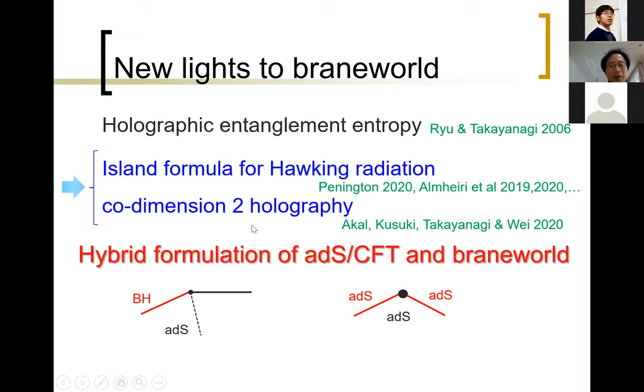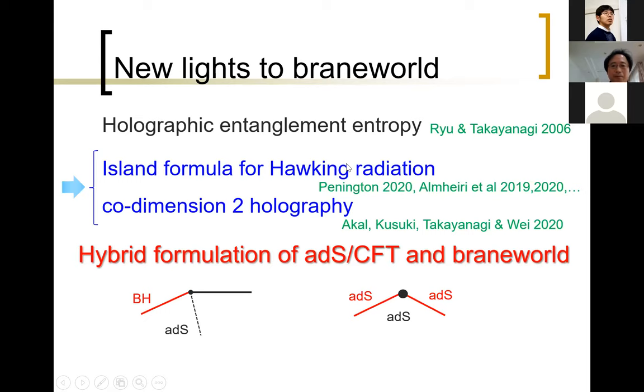For the island formula, there are several ways to think of it, but if you consider the island formula based on AdS/CFT, you have this setup. This part is a braneworld setup, and this part is the AdS/CFT setup. In this formula, people consider the junction of the two parts. They discuss the Hawking information loss paradox.